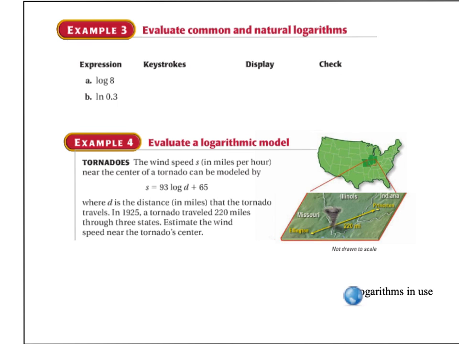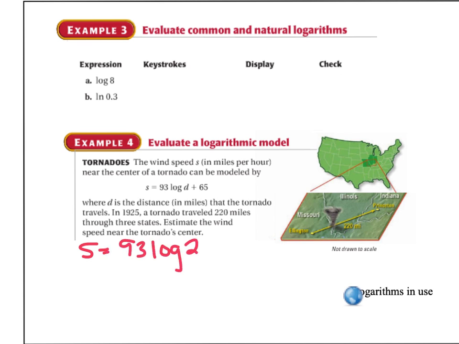Okay, let's look at example 4, where we actually are going to evaluate a logarithmic model, and it's about tornadoes. It says the wind speed S near the center of a tornado is modeled by this equation given here, and they're telling you d is the distance that the tornado travels. In 1925, a tornado traveled 220 miles through 3 states. Just think about that for a second. Wow. We're supposed to estimate the wind speed near the tornado's center. So the distance was given to us, and it is 220 miles. So that d right there is going to get substituted with the 220, and we will evaluate this equation.